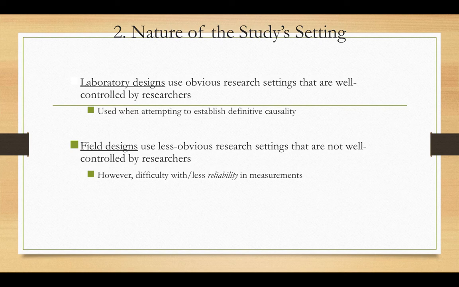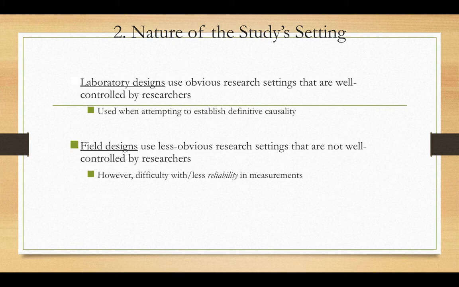Okay, so with field designs, we are going to have lower internal validity, but generally we have greater external validity. So I'll say it again. With field designs, we have lower internal validity, but we have higher external validity. External validity means how well my results can apply to the real world setting. So how well can your results apply to the real world setting? That's the issue associated with external validity.